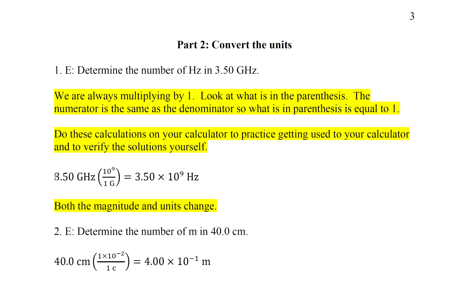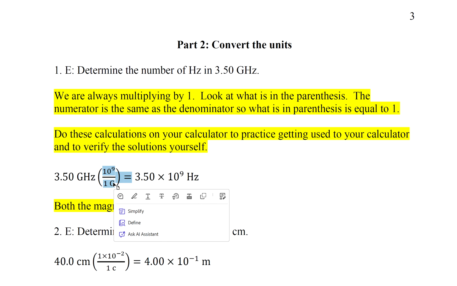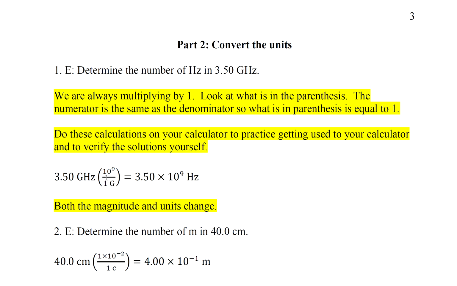So we're going to start with 3.5 gigahertz, and we're going to multiply it by the number 1. So 10 to the 9 divided by 1 big G in parentheses is equal to 1. We have a big G in the numerator, a big G in the denominator, they cancel. So we're going to go from gigahertz on the left to hertz on the right. What changes? The magnitude changes. We have 3.50 on the left, we have 3.50 times 10 to the 9 on the right. We have gigahertz on the left and hertz on the right.